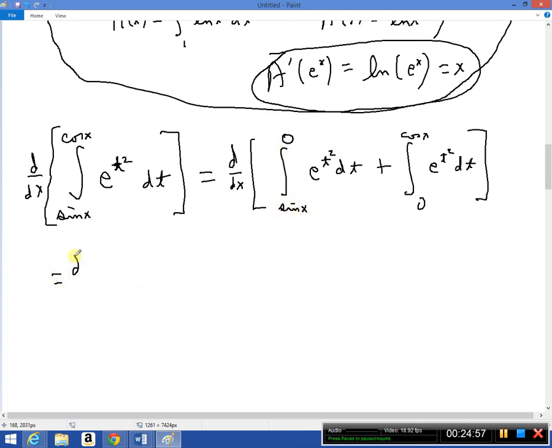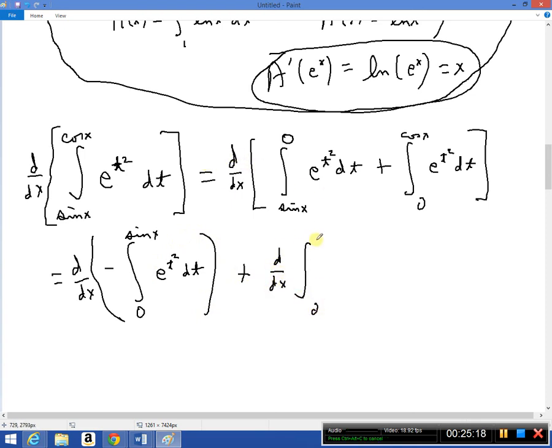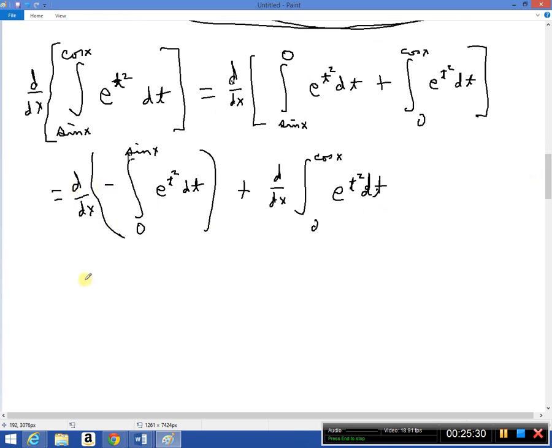So that's the same as the derivative with respect to x of the negative of the integral from 0 to sine of x of e to the t squared dt, plus, no, I'm distributing my derivative, the derivative of the integral from 0 to cosine of x of e to the t squared dt. Okay, so the minus down here isn't going to matter.